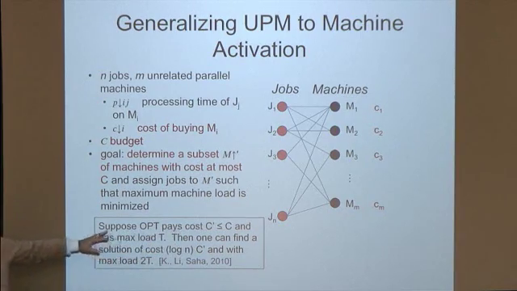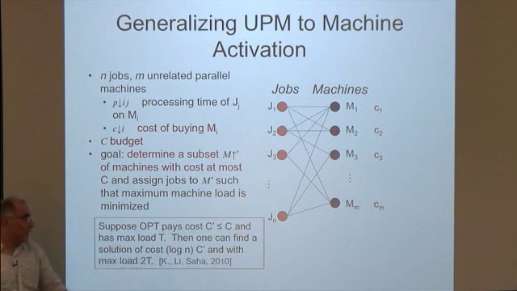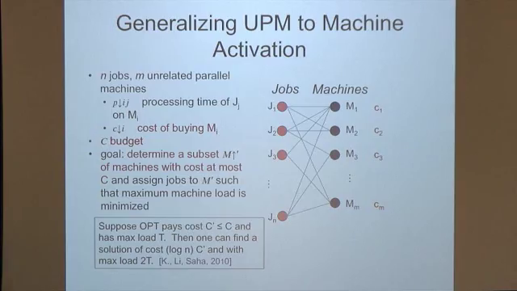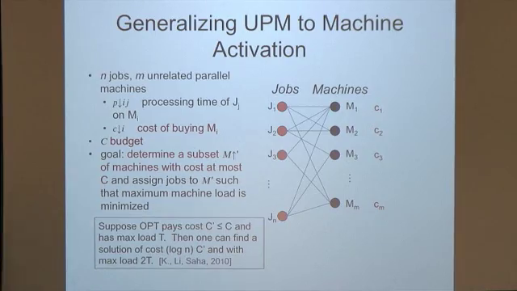So we showed that if you fix a budget of C, and suppose there's an optimum solution that meets the budget of C and has max load T, then we can find a solution with cost C times log n with a max load of 2T. Both of these, log n and 2, are unavoidable because of the special cases, right? And so I won't really go into the algorithm. I just wanted to say that this was the motivation for studying this kind of cost problem.